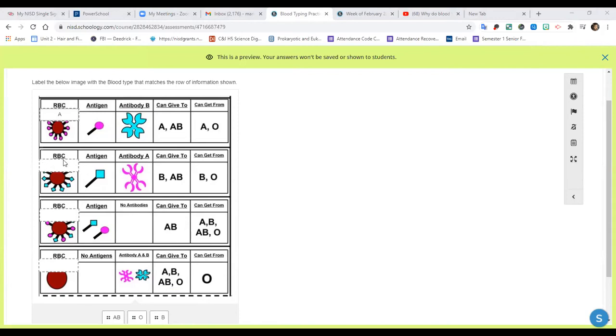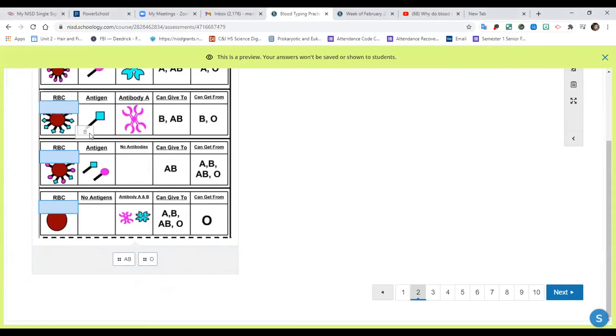Okay, so let's look at the next one. What would be this red blood cell when it has antibody A? It can give to B or AB, and can get from B and O. Very good, Braxton and Fatima, good job. It is B, thank you very much. Awesome, Lorenzo.